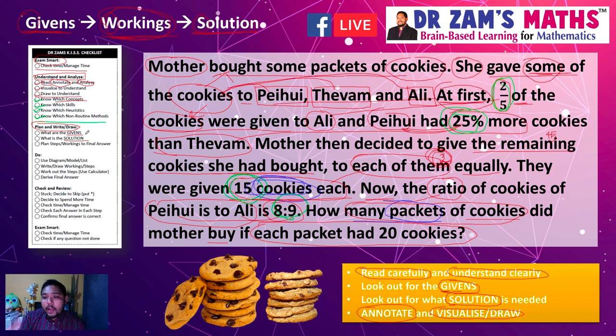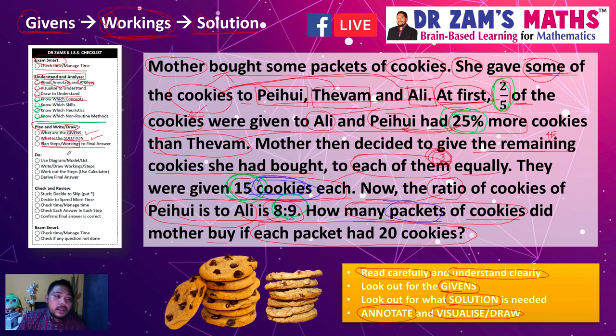So that's why, but the components of this question, the way for your child to come up with a solution, you can actually apply for other questions, right? So in the planning, your child will be able to look out for what are the givens, what is the solution. And then the next thing is your child will then start planning steps and working to the final answer.